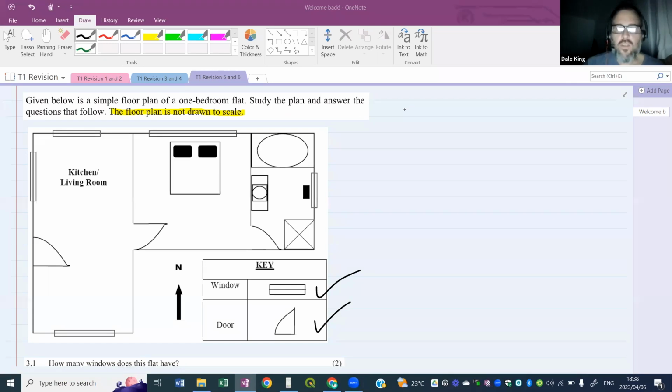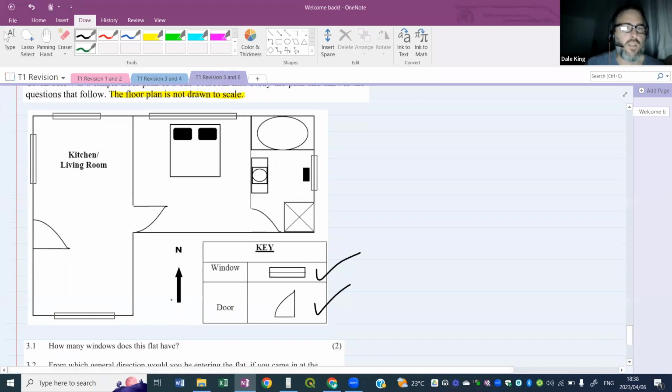All right, let's have a look at the question. The first question is there at the bottom. You can see it there. How many windows does this flat have? Nice and easy.